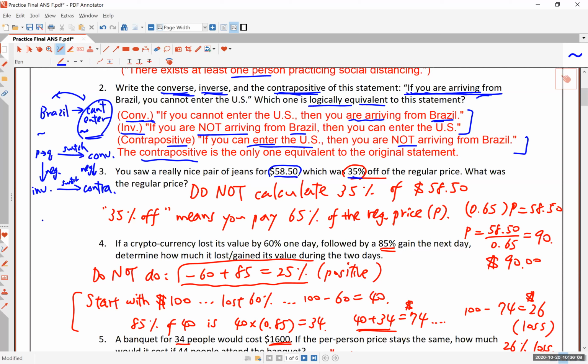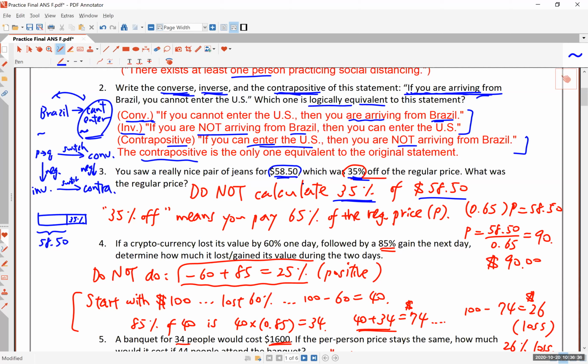So in other words, if this is your regular price, and you take 30% off, this part is $58.50. That's what it's saying. Is that right? Yeah. Do not do that. Do not calculate 35% of $58.50, because this 35% is not 35% of $58.50.